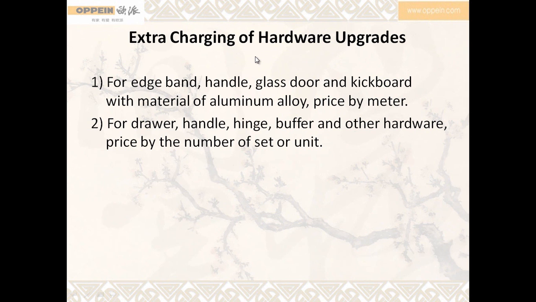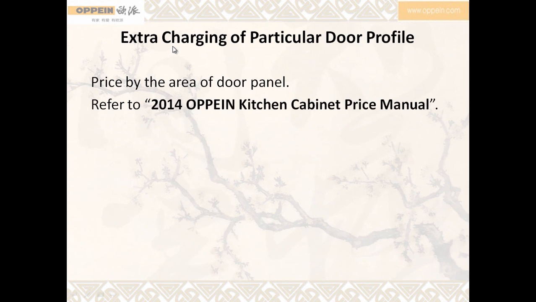Extra charging of hardware upgrades. 1. For edge band, handle, glass door and kickboard with material of aluminum alloy, price by meter. 2. For drawer, handle, hinge, buffer and other hardware, price by the number of set or units. Extra charging of particular door profile, price by the area of door panel. Refer to 2014 OPPEIN Kitchen Cabinet Price Manual.